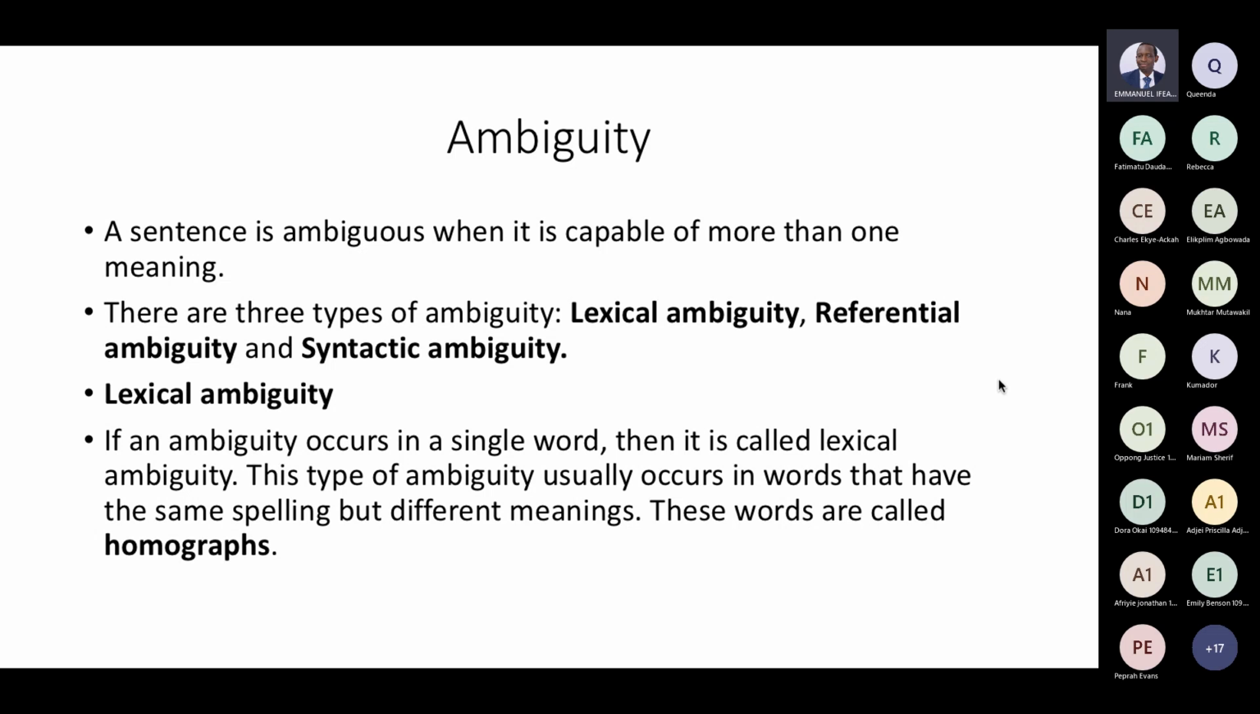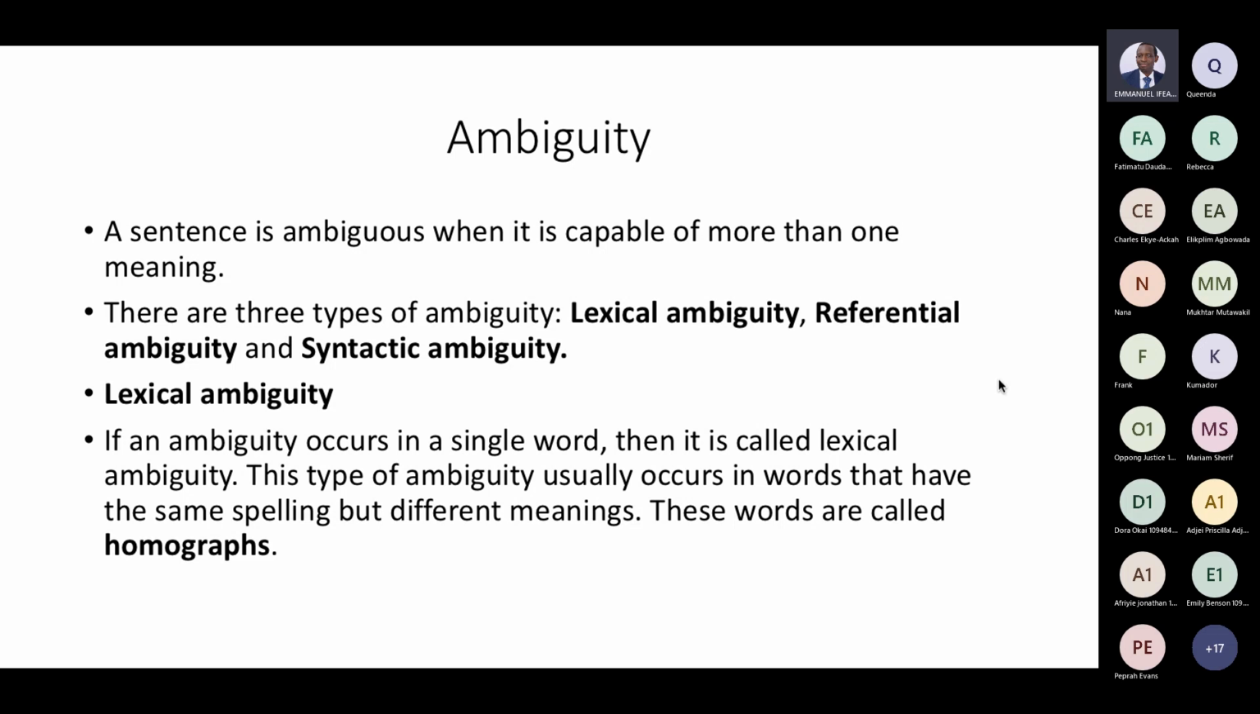Then you have ambiguity. A sentence is ambiguous when it is capable of more than one meaning. This is different from vagueness. Vagueness means that something is not precise; it has no boundary of application. But ambiguity means that something has more than one meaning. Now, there are three kinds of ambiguity.